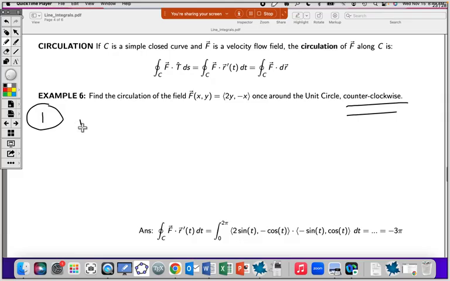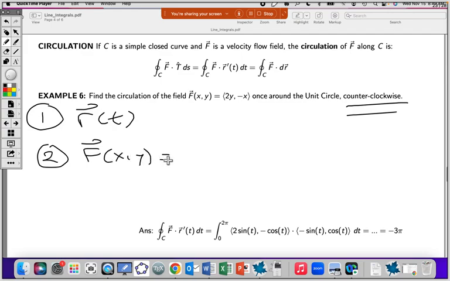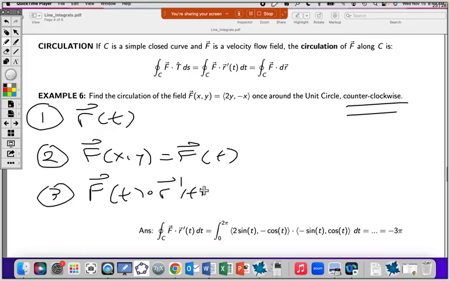Okay, so once again, we're going to use parameterizations here. So we're going to figure out our r of t, and then we're going to figure out our field f of x y as a function of t. We'll compute the dot product f of t dot r prime of t, and then we'll integrate.